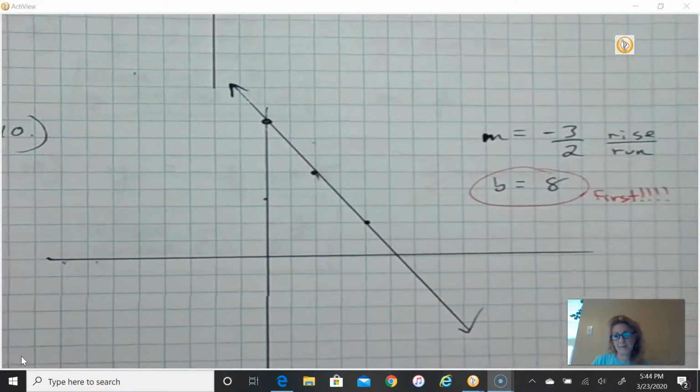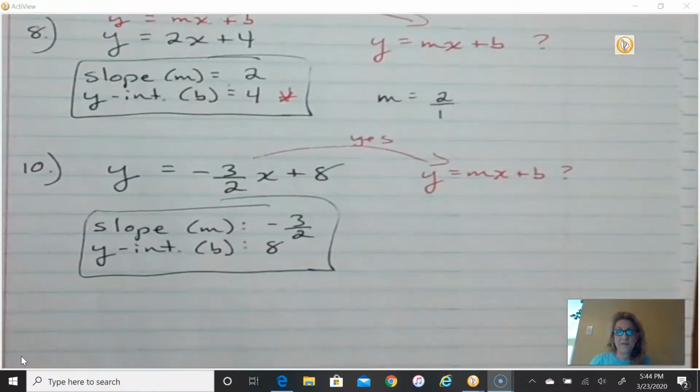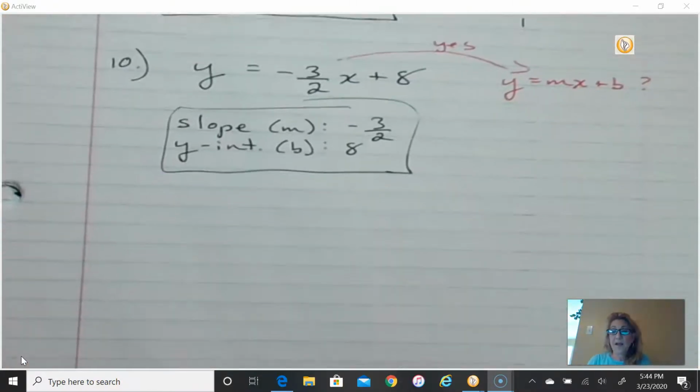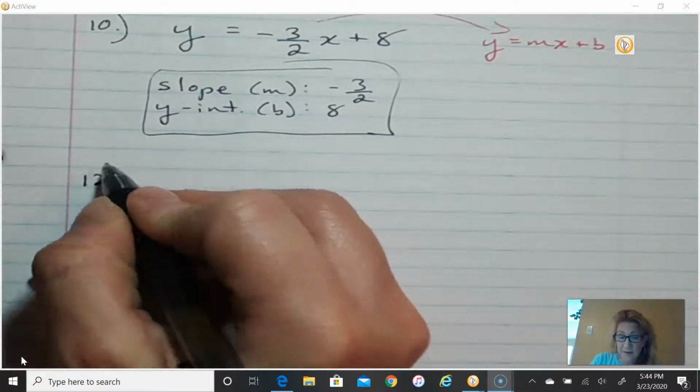So that's graphing number 10. Okay? All right. I'm going to keep going. If this video thing stops, please know that I'm going to be doing another one, and it's going to be part 2 because you need to get all this in.